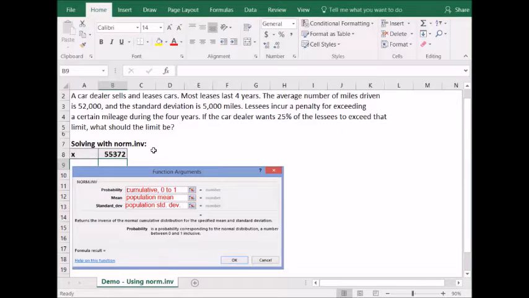This video demonstrated how to apply the norm.inv function to identify the value of x given the probability, mean, and standard deviation in a normally distributed population.